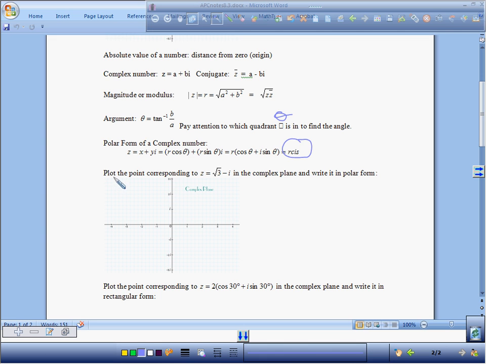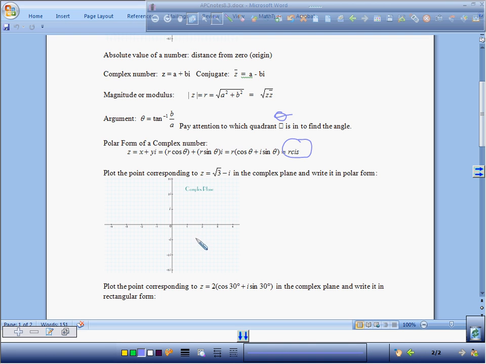Plot the point corresponding in the complex plane and write it in polar form. You'll see some problems that look like this. So you go out root of 3, which is about 1.732. And then you go down how much?